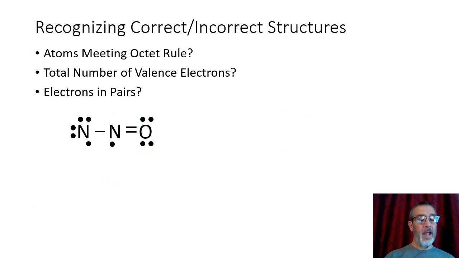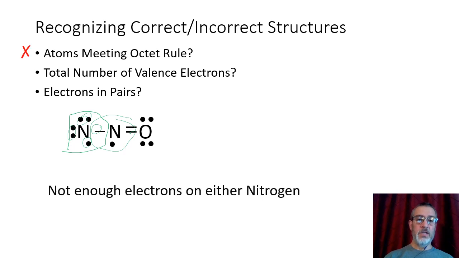Here's a structure for N2O. Let's see if this meets all of the rules. Are the atoms meeting the octet rule? Well, if I look at the nitrogen on the left, I've got 2, 4, 6, 7. I've only got 7 electrons on that nitrogen on the left. The nitrogen in the middle, I've got 2, 4, 5, 6, 7. I've got 7 electrons on the nitrogen in the middle, and then the oxygen has 2, 4, 6, 8. So the oxygen's good, but the nitrogens are not going to be meeting the octet rule. They don't have enough electrons.